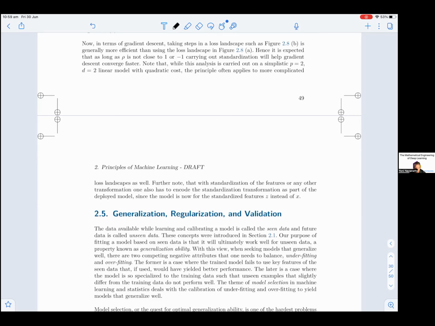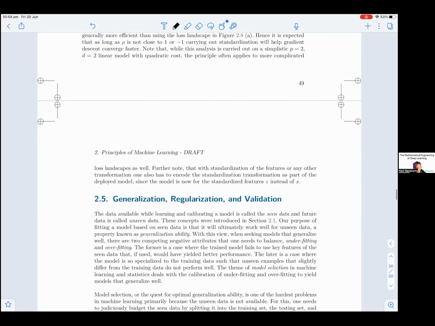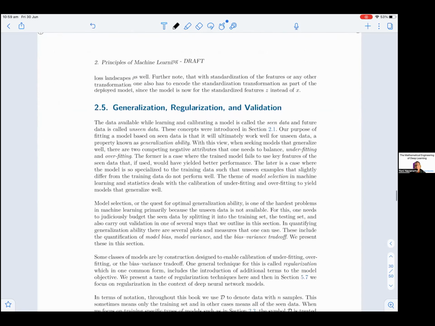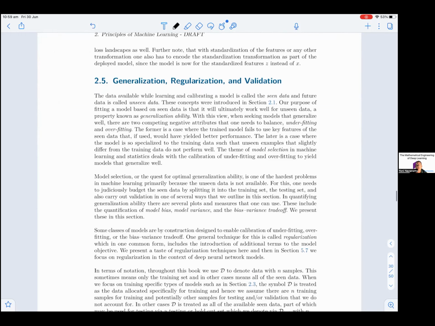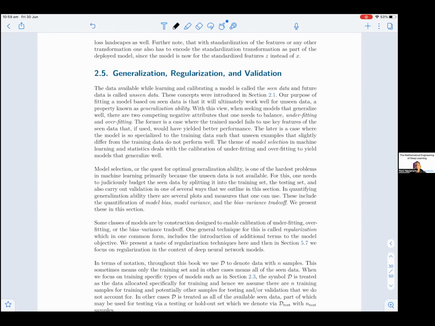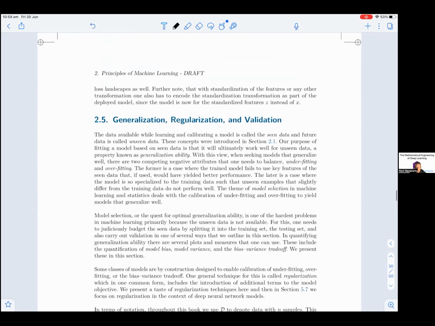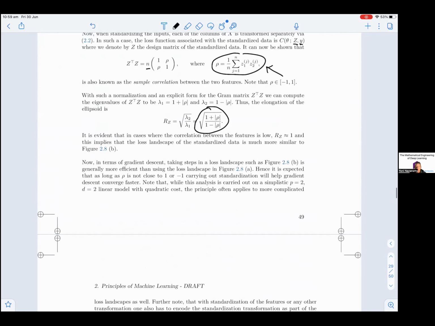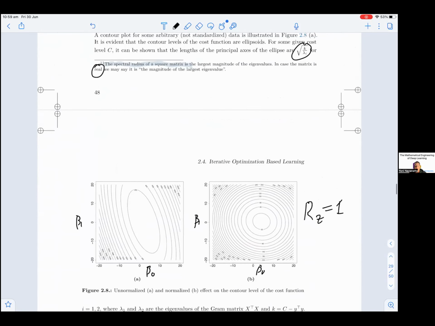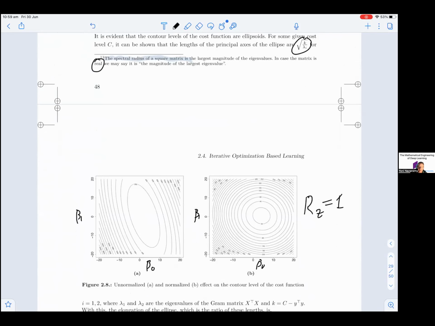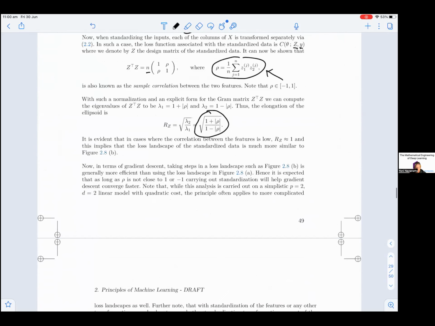Further note that with standardization of the features or any other transformation, one also has to encode the standardization transformation as part of the deployed model, since the model is now for the standardized features Z instead of X. So after you use the model, you have to unstandardize to get back the results that you want for predictions. But anyway, this little subsection just gave a bit of insight into how standardization can also help optimization, because here the left-hand side is in a sense hard for optimization, while the right-hand side is easy for optimization. And that concludes our section 2.4.